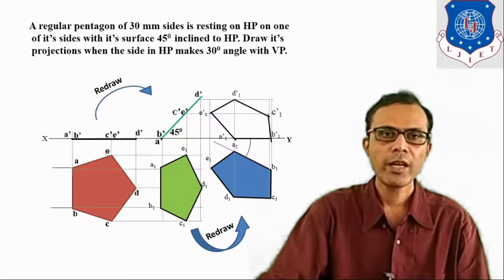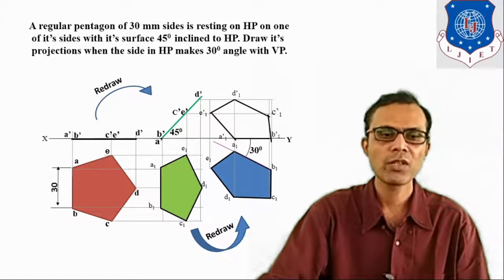Finally, write down the dimensions. Side AB is 30 mm, the inclination angle is 45 degrees, it is 30 degrees. It is always necessary to write down notations and the given dimensions for all the problems.